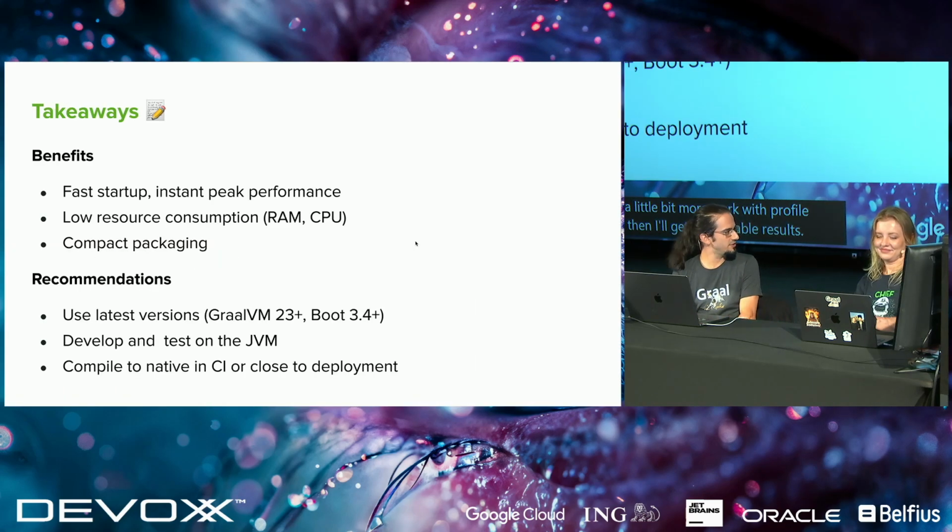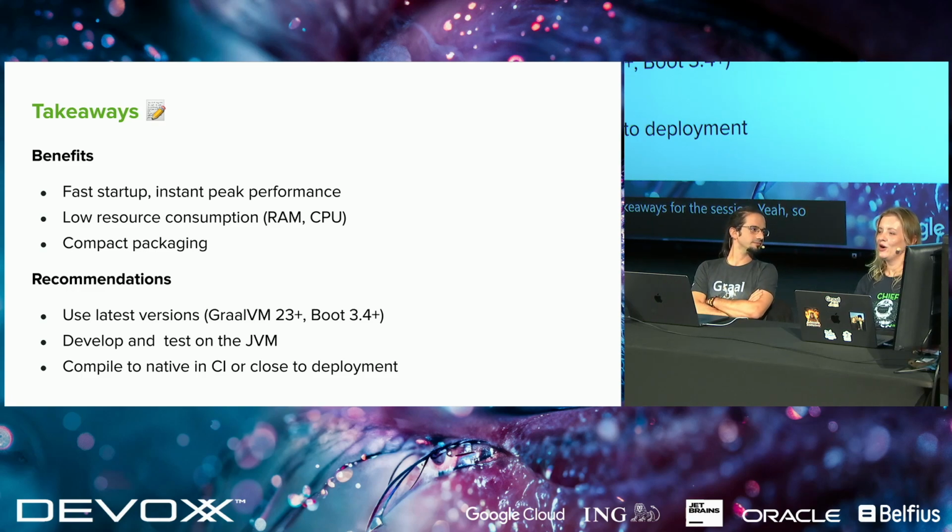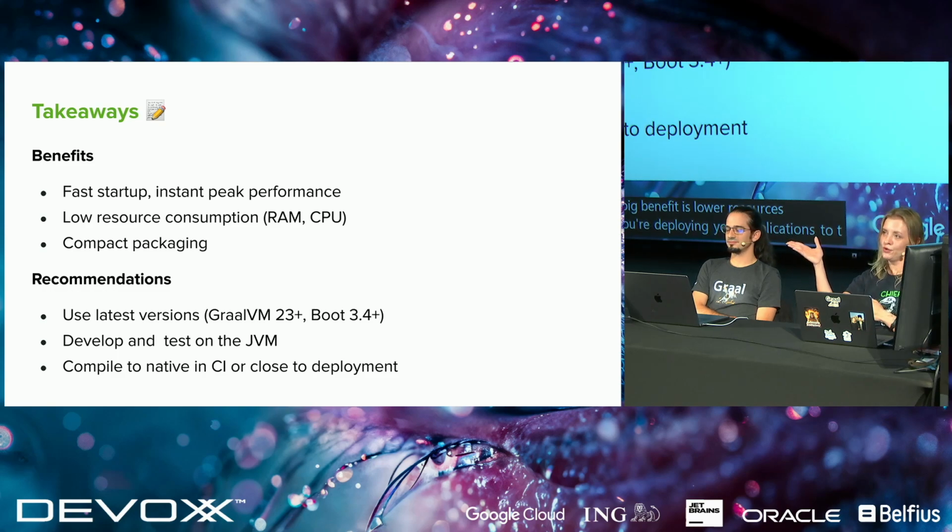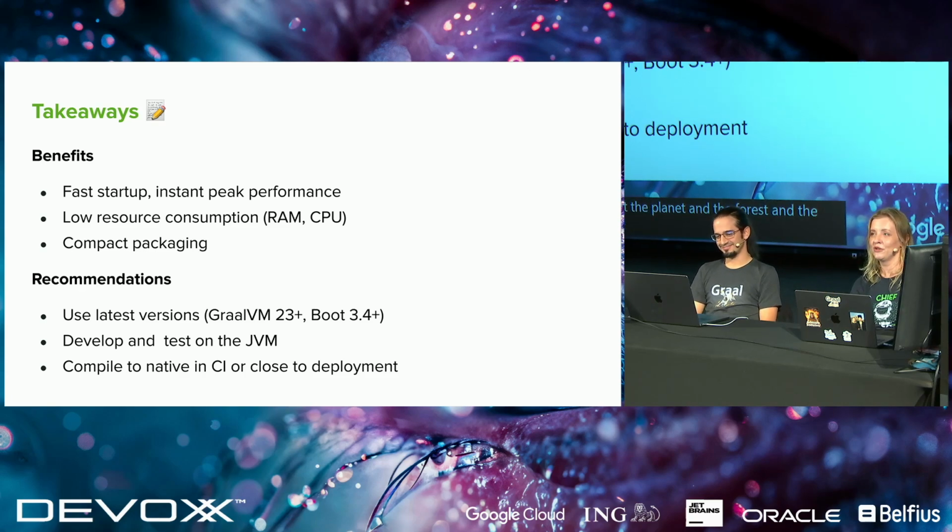OK, maybe a few takeaways for the session? Yeah, so let's summarize. Hopefully we covered in this session how with native image you can get fast startup, but also instant performance if it's really critical for you in those first milliseconds of your application running. Now, startup times aside, another big benefit is lower resource consumption. If you're deploying your applications to the cloud, you know that you're paying for what you are using and how long exactly you're using it. But also maybe you care about the planet and the forest and the turtles, so you don't want to burn resources you don't really need.